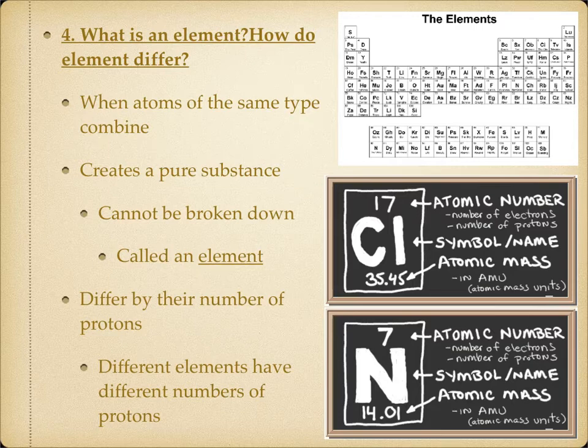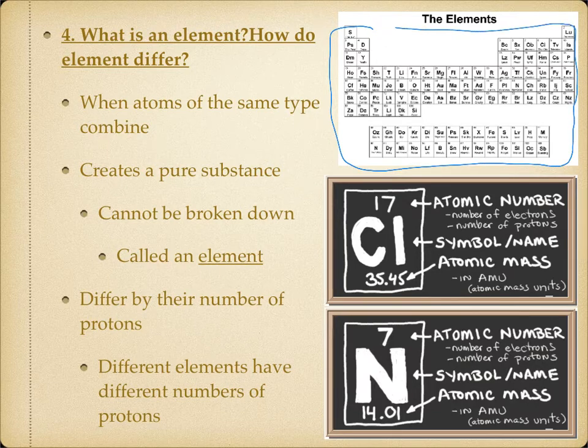What is an element and how do elements differ? Well, as you can see over here, this table is called the periodic table of the elements, or periodic chart of the elements, and it shows all the different elements that are on Earth. When atoms of the same type are assembled together or combined, it creates a pure substance, meaning it can't be broken down without altering the atoms that compose that. And this is called an element, when all the atoms are the same.